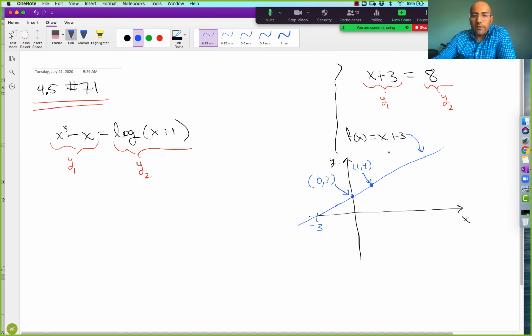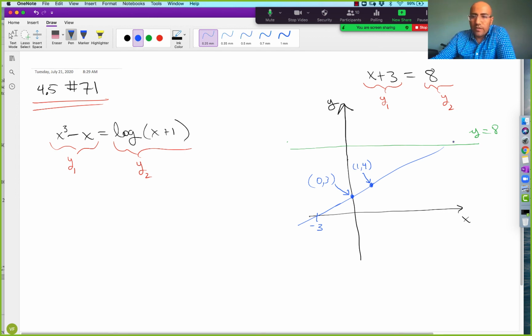And now if we want to figure out the solution here, all we have to do is figure out where it intercepts the line y equals 8. So let me erase this here and make a little more space. So now if I take this line, let's put it, say, up here. I know it's not up to scale, but you get the point. So here's the equation y equals 8, right? In this case, it's just a straight line.